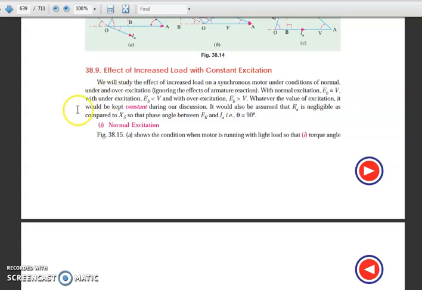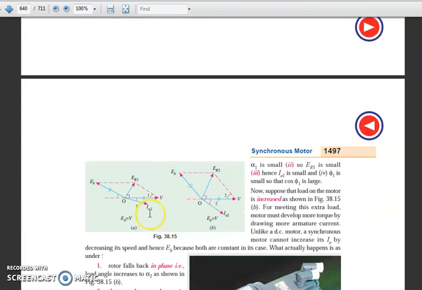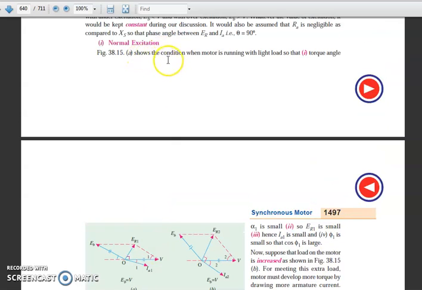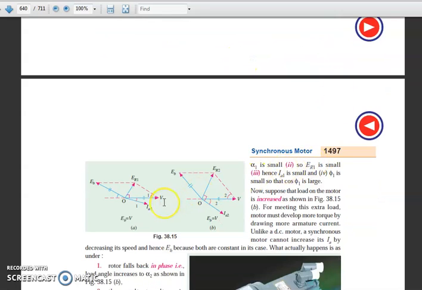Now we are considering the first case, normal excitation. This figure shows the condition when the motor is running with a light load, so the torque angle alpha is small. Here Eb is equal to V under normal excitation, so the motor draws a lagging current, and the load is very small. If the load is very small, the torque is very small, and hence the resultant of Eb and V, which we call ER1, is also small.